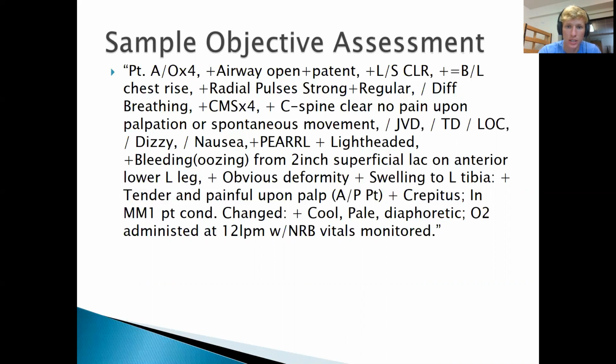So this is your primary assessment. This is your A, B, C. You note airway, breathing, lung sounds, C, circulation, radial pulses. And you just go into detail about the injury.